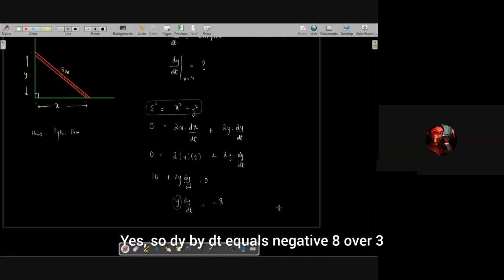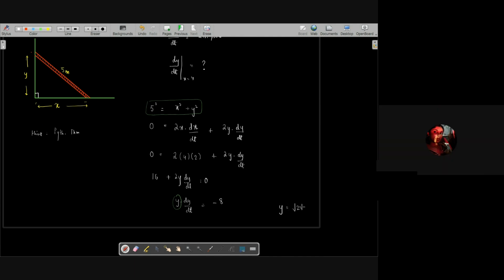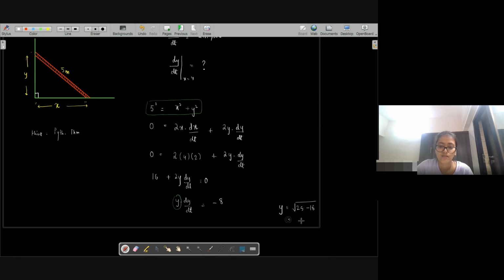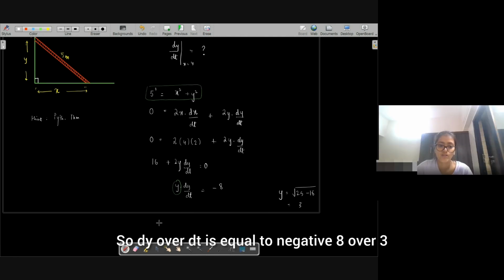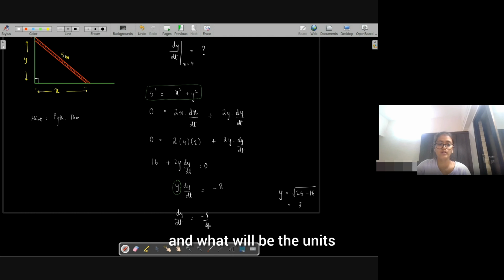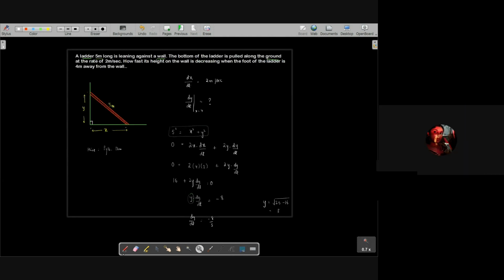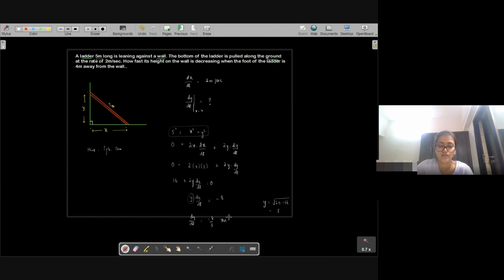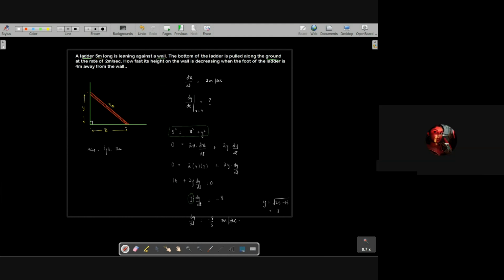So dy by dt equals negative 8 over 3. And what will be the units? Meters per second.